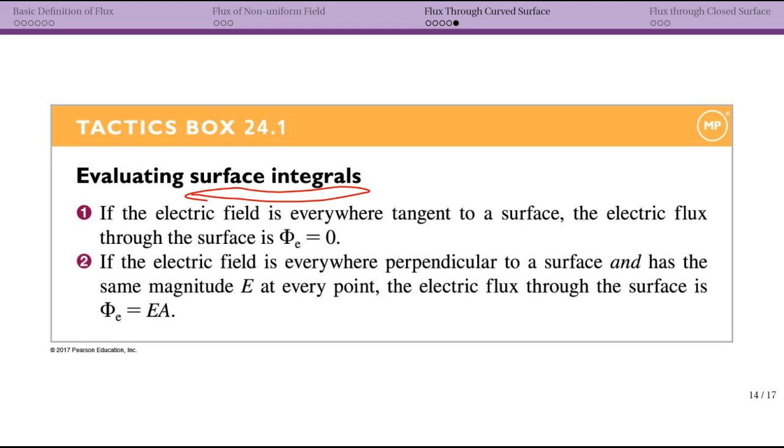2 simplifications. The first is that the electric field everywhere is tangent to the surface, so you get flux equals 0. Second is everywhere it's perpendicular and has the same magnitude, then we're multiplying. And again, you might have a complicated surface that you break into points and break into pieces, and so maybe for some of the pieces number 1 is true, and for some of the pieces number 2 is true. But recognize that these simplifications will get you pretty far, but this is part of why we need to think about choosing our surface correctly and thinking about the symmetry of our field.